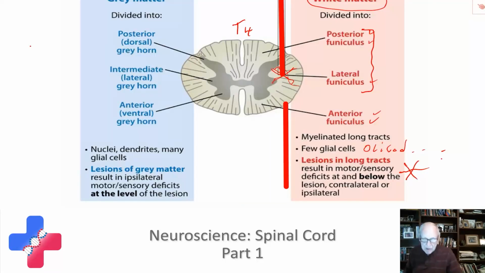When you damage a long tract at a certain level on the left or right side, notice the key word: in a long tract lesion, you lose the function of that tract below the lesion. Now the key word is below. Let me illustrate that with you.